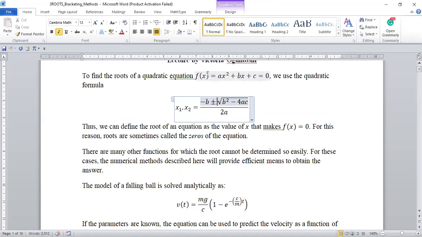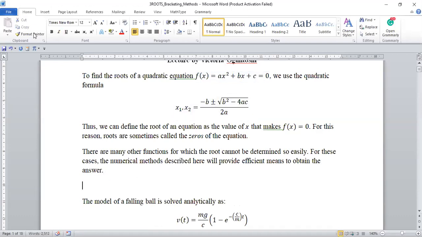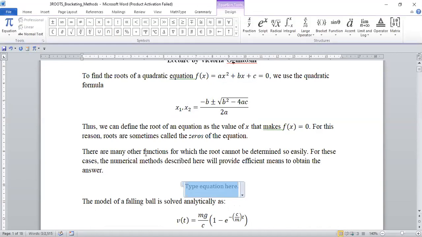So what is basically the root of the equation? The root of the equation is like if you have a function, and I'm just giving an example now. Let's say 2x squared plus x is equal to 2.